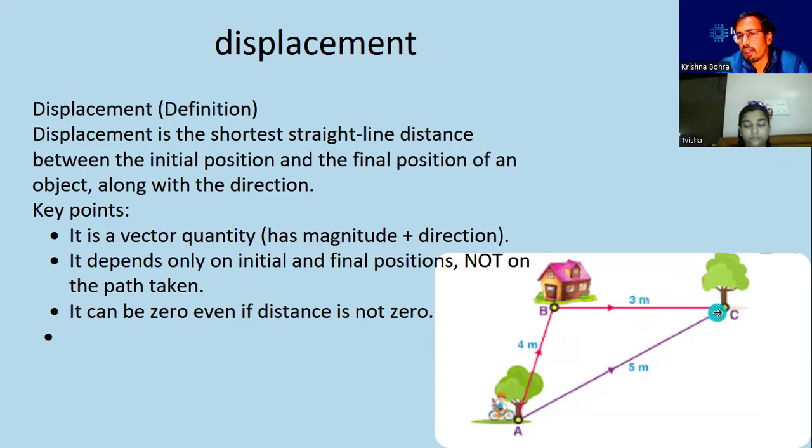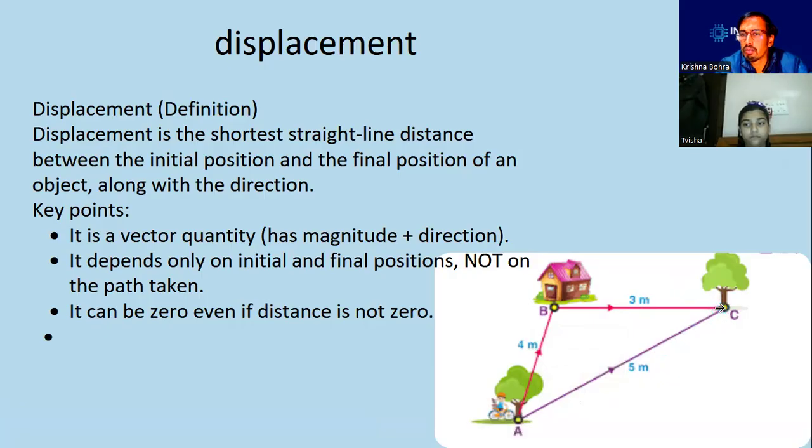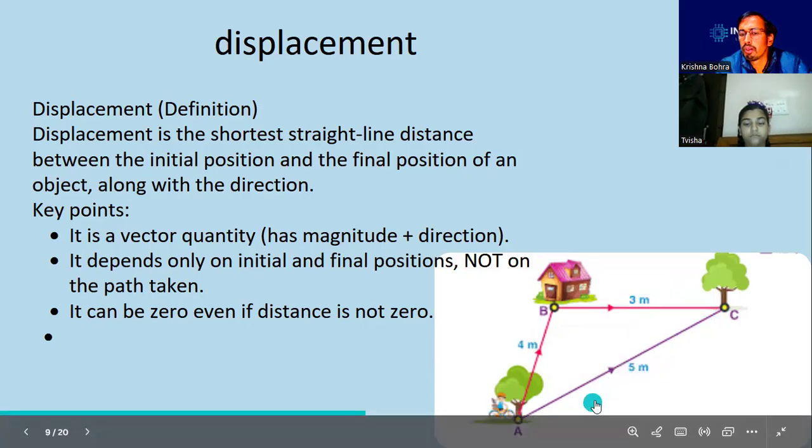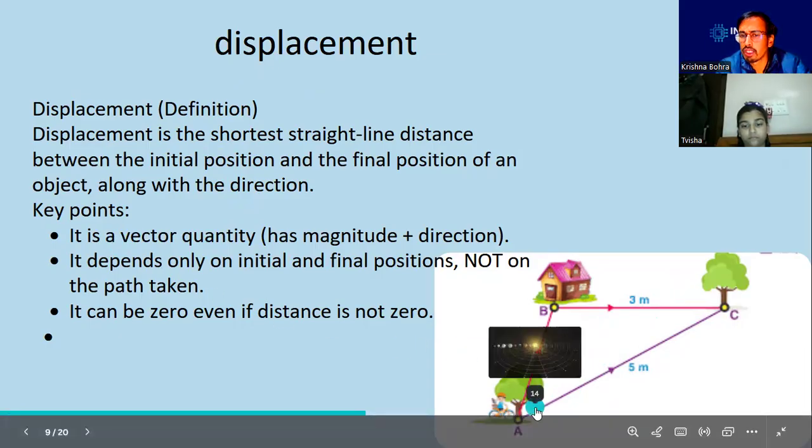If I calculate the displacement when you come to me, I would say it must be 5 meters. I will calculate the closest possible distance between the two particular points, irrespective of how much distance you have covered. So that is displacement. That is the basic difference between displacement and distance. It is a vector quantity, so it also has direction.